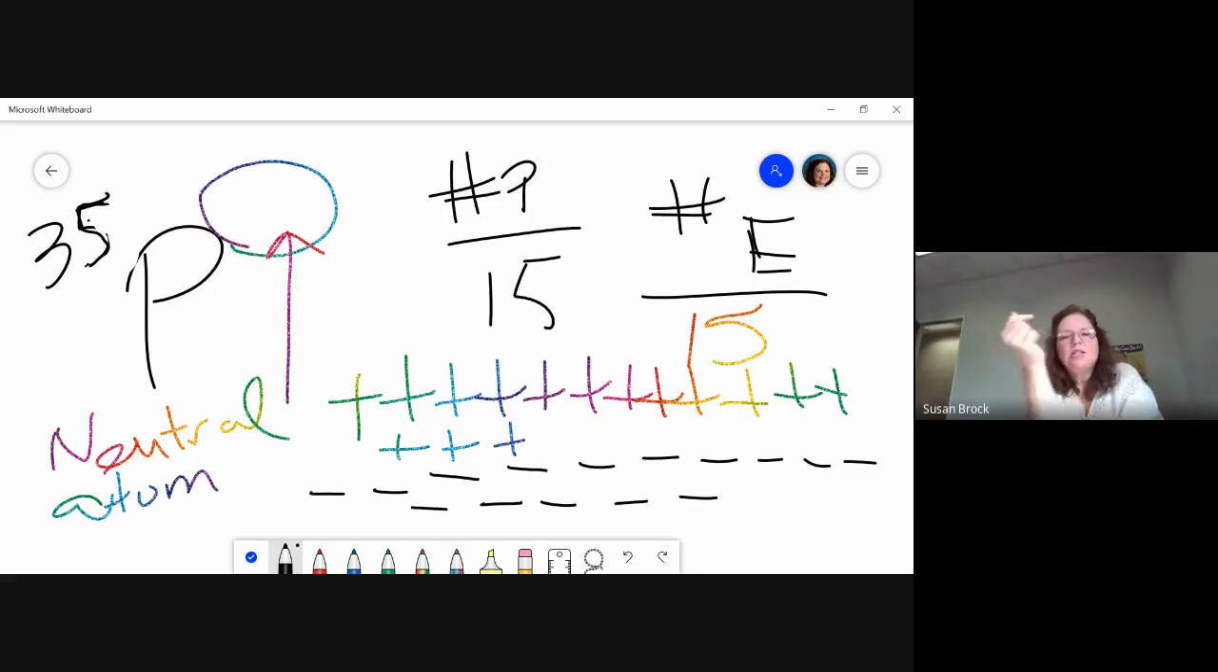All right. So if I have 15 positive charges and 15 negative charges, they would all cancel themselves out. Right? 15 positive, 15 negatives cancel each other out. 0 net charge. That's why we don't put anything there.